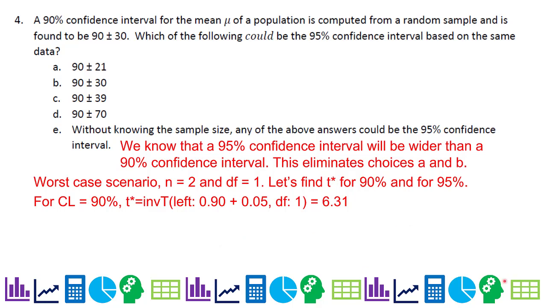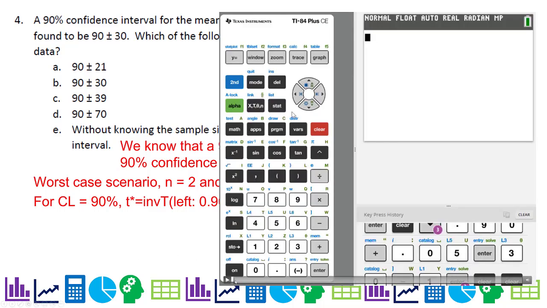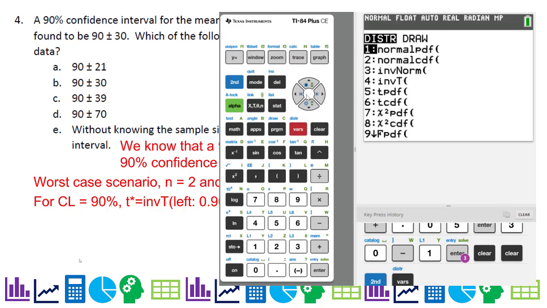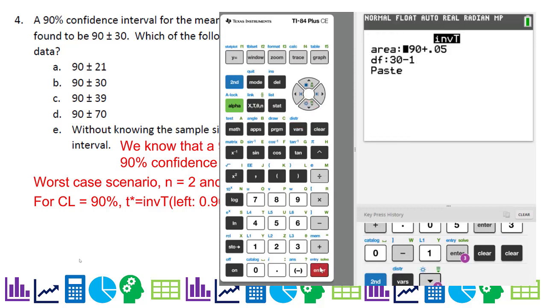And I'll go ahead and review how to do this with a calculator. So first, I'm going to do both the 90% and the 95% confidence intervals. I'm going to hit second distribution. We're doing a t distribution, so I want number 4. And actually I have it right there.